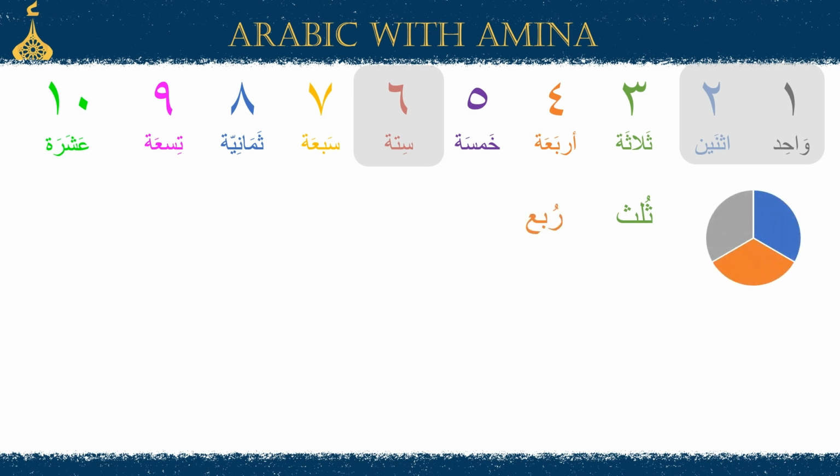أربعة, ربع, a quarter. خمسة, خمس, a fifth. We're skipping 6 for now. سبعة, سبع, a seventh. ثمانية, ثمن. تسعة, تسع. And عشرة, عشر.